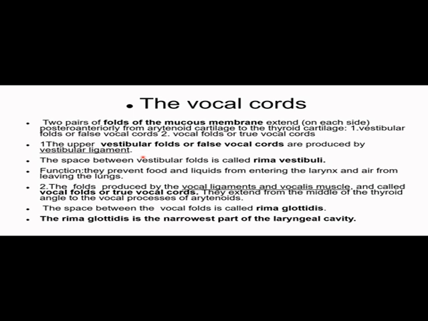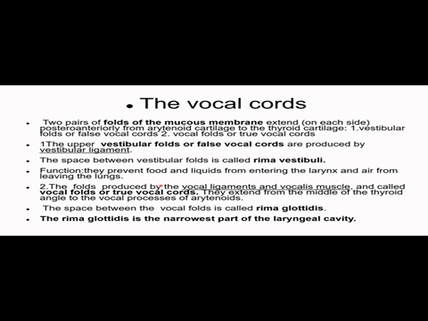Now let's see them one by one. The vestibular folds, which are also called the false vocal cords, are produced by the vestibular ligament. This is the false vocal cords. This fold lies above, and the space between the two false vocal cords is called Rima vestibuli because it lies between the two vestibular folds. So the name given to this space is Rima vestibuli.